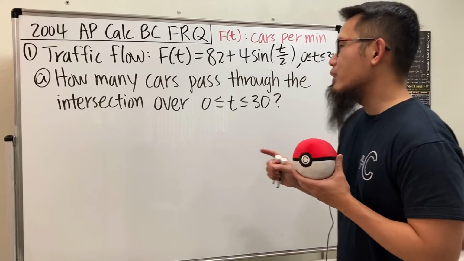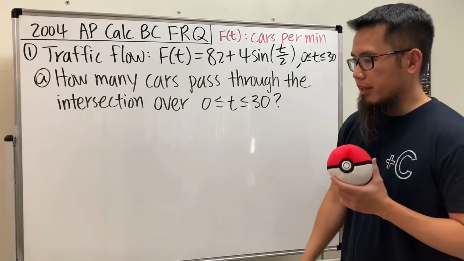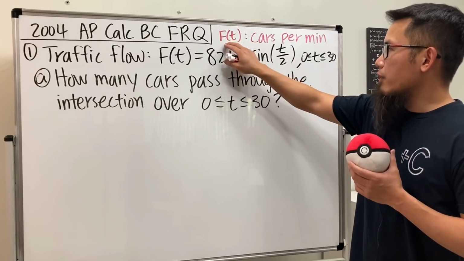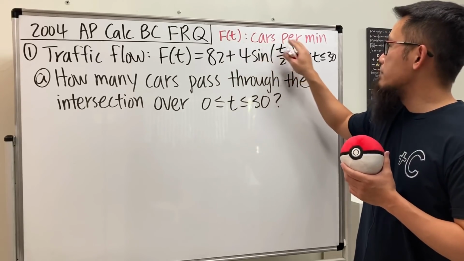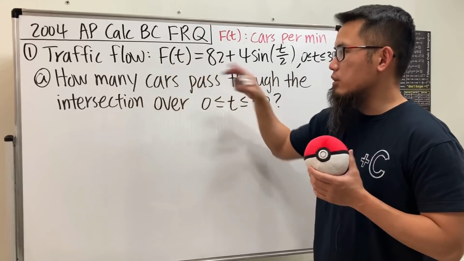For the first question, we are given a function, and this right here represents the traffic flow during an intersection. Keep in mind that f of t is measured in cars per minute. So this is actually a rate, but the notation for that is f of t. So I just keep that in mind.